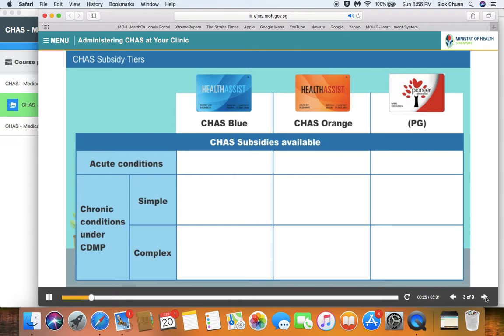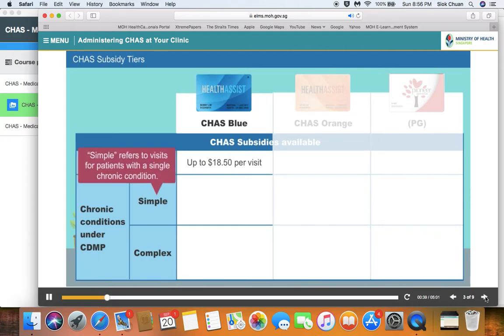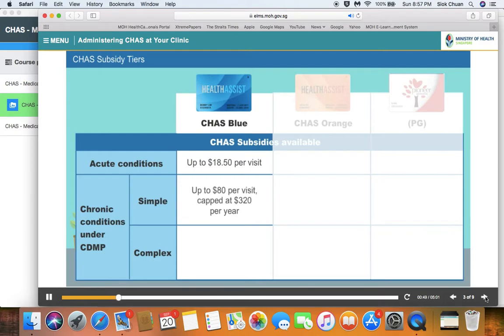For patients with a CHAS Blue card, they are eligible for up to $18.50 in CHAS subsidies for a visit for acute conditions. For chronic conditions, there are 2 tiers of claims: Chronic Simple and Chronic Complex. Chronic Simple claims can be made for patients with a single chronic condition. CHAS Blue card holders eligible for the Chronic Simple claim tier can be subsidized up to $80 per visit, capped at $320 per year.